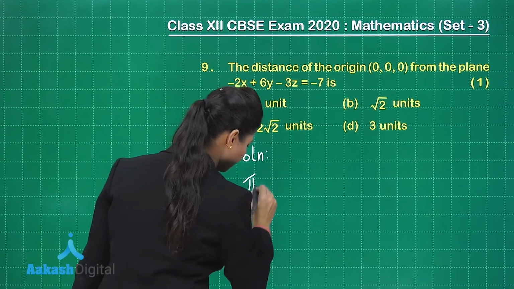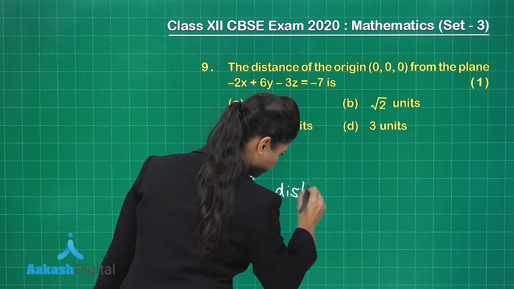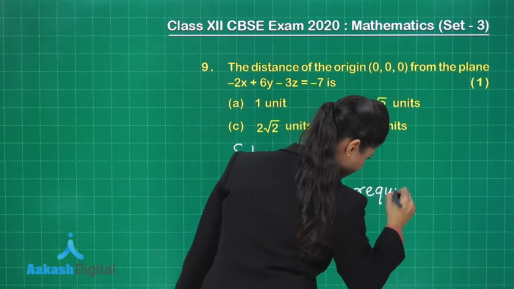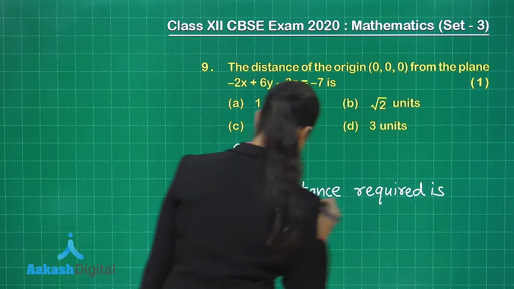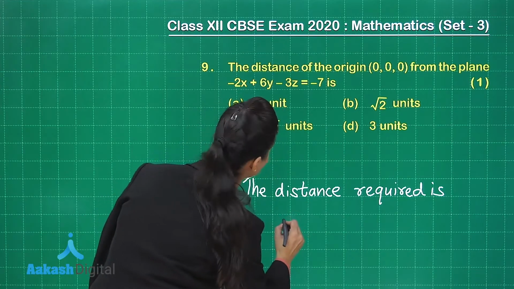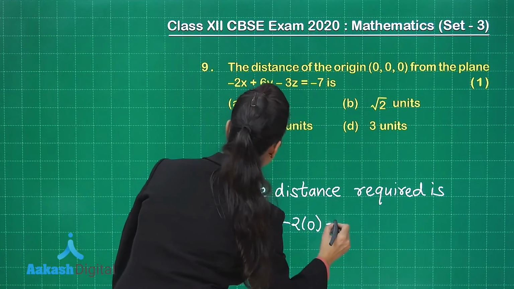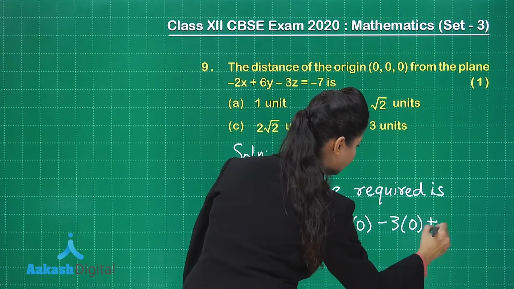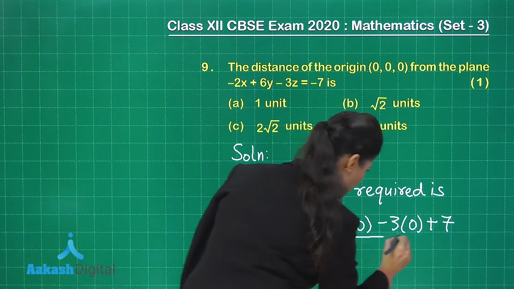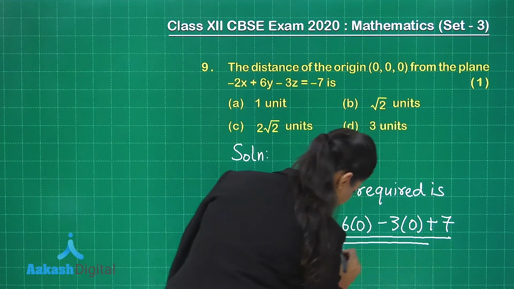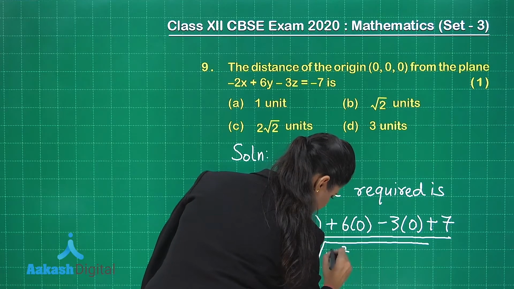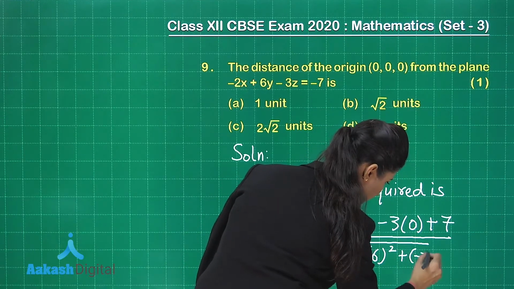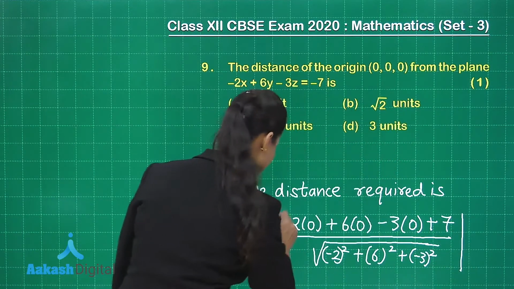So you can clearly write here the distance required is given by clearly minus 2 into 0 plus 6 into 0 minus 3 into 0 plus 7 where I have brought the constant term to the left hand side whole upon I have square root of minus 2 square plus I have 6 square plus I have minus 3 square and modulus of this whole because distance is always positive.